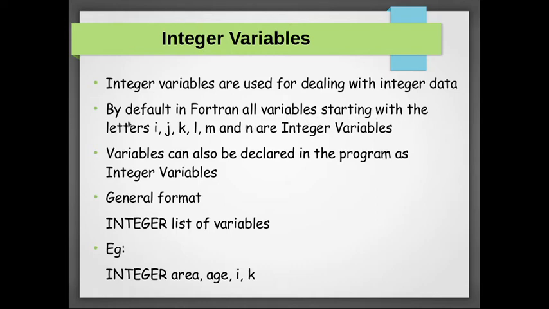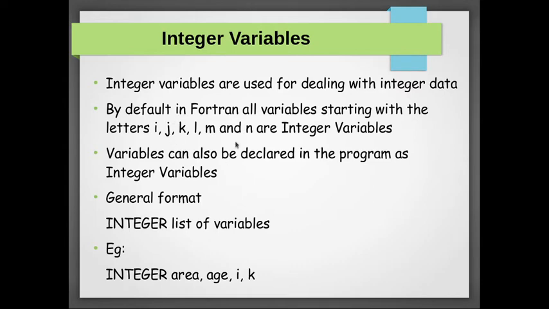All variables starting with letters I, J, K, L, M, and N are integer variables. I can have a variable named INK. Just for example, I have named a memory location as INK. So that memory location can store only integer data. Whatever is stored there will be by default converted into integer. Only the integer part will remain. The decimal part will be lost. Let me say I have named a memory location as J1. That also will be an integer. So by default, they are integers. So variables can also be declared in the program as integer variables.